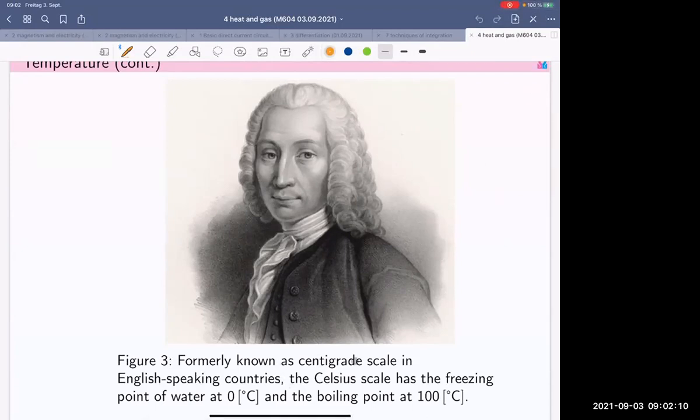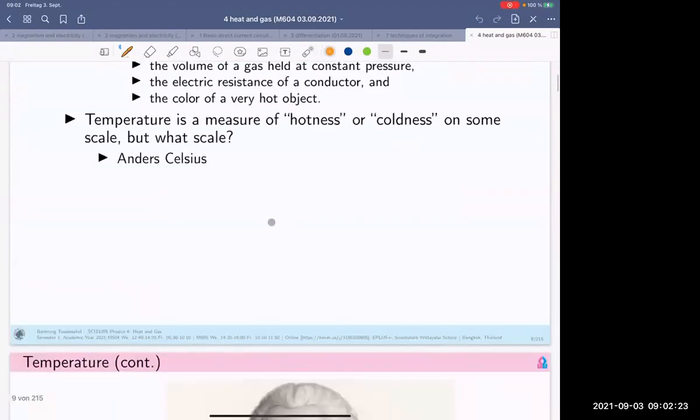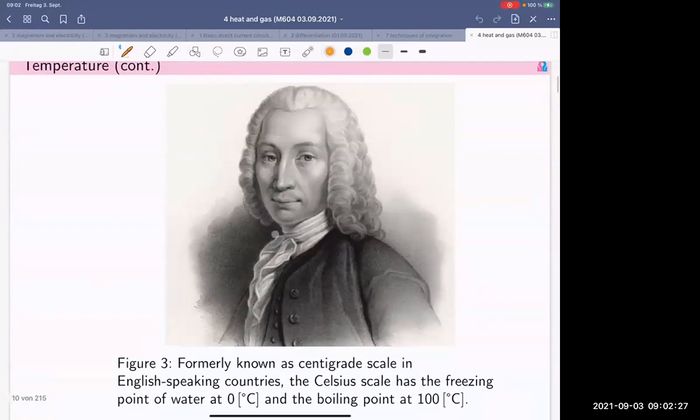And nowadays people don't often hear these words, centigrade. We rather use the surname of this person. His name is Anders Celsius, or simply speaking, Celsius.